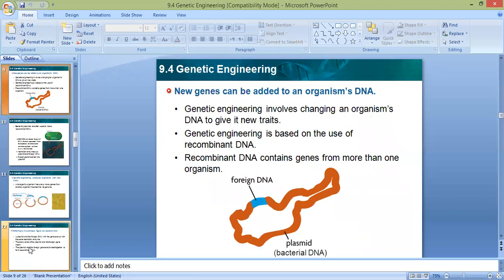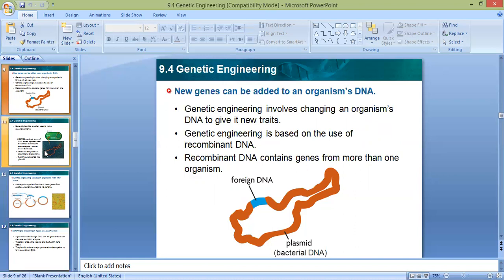From this idea, geneticists can make new genes to be added in organisms. Genetic engineering involves changing an organism's DNA to give it a new trait. Genetic engineering is based on the use of recombinant DNA. Recombinant DNA contains genes from more than one organism. So to change the gene or the DNA of an organism, I must have recombinant DNA, meaning the original DNA together with genes from more than one organism.